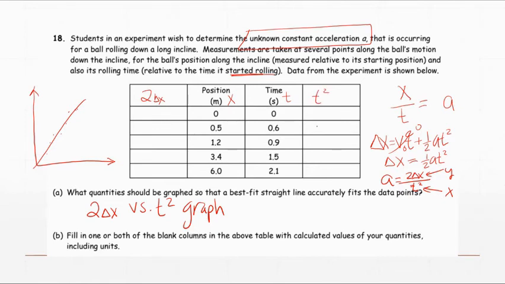So I've already calculated my 2 times change in x, and I've calculated my t squared. So I'm going to go ahead and plug those in. I have 0, 0.36, then 0.81, 2.25, and 4.41. And then over here, I have 0, 1.0, 2.4, 6.8, and 12.0. Okay? And then I'm going to go ahead and graph those values.